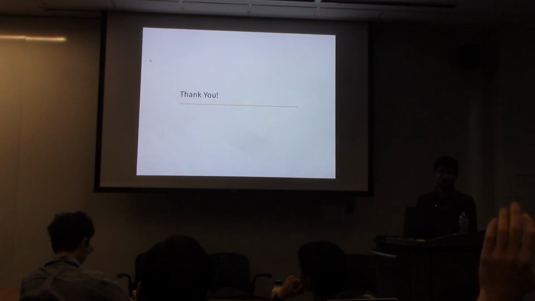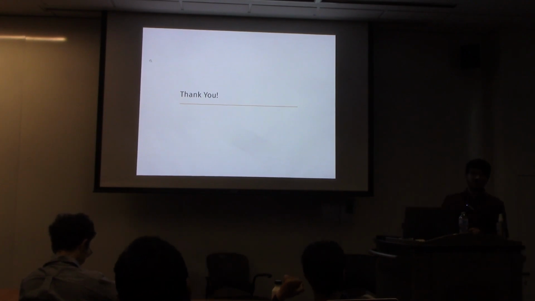Right, questions? Yes? Sorry, what's the negative type matrix? Yeah, it's Euclidean distance squared.